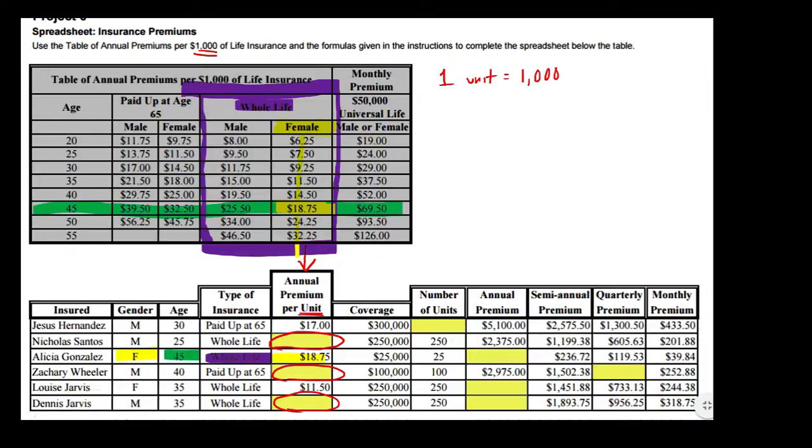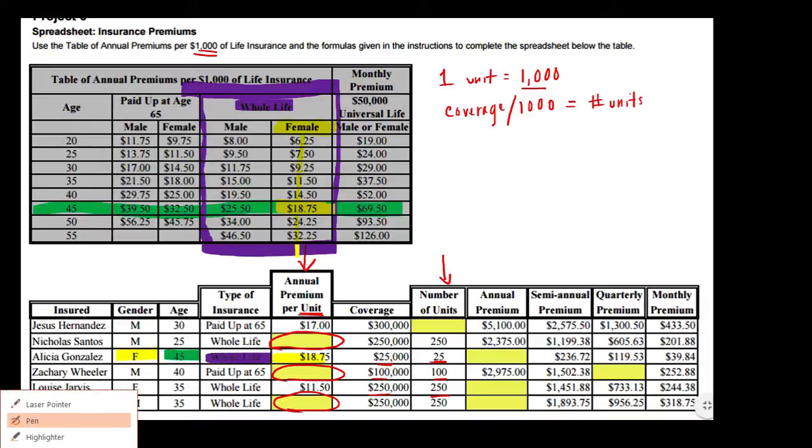Next, we'll look at number of units. So remember, 1 unit is equal to $1,000. So this column is asking us to figure out the number of units of coverage. So take a look at the way that they've calculated the other ones. The coverage was $25,000, and each unit is $1,000. So the number of units is 25. The coverage was $100,000, the number of units was 100. The coverage was $250,000, the number of units is 250. So what's happening here? Well, they're simply taking the coverage and dividing by 1,000. And that tells you the number of units.